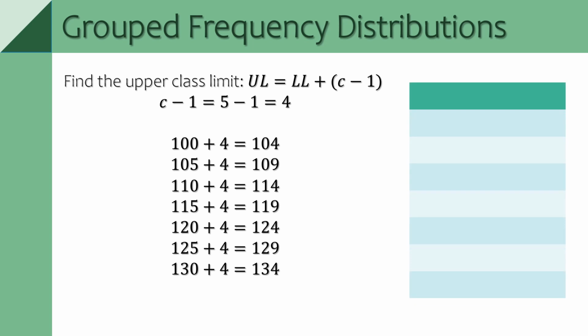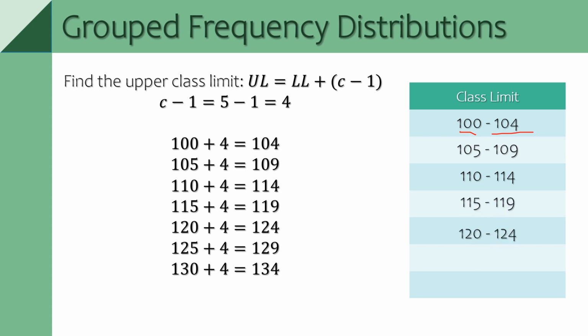Okay, so ngayon, construct natin yung class limit. Yung kanina, from 100 to 104, yung lower limit natin is yung 100, yung upper limit natin is 104. Next is 105 to 109, 110 to 114, 115 to 119, 120 to 124, 125 to 129, 130 to 134. So those are our class limits or class intervals.